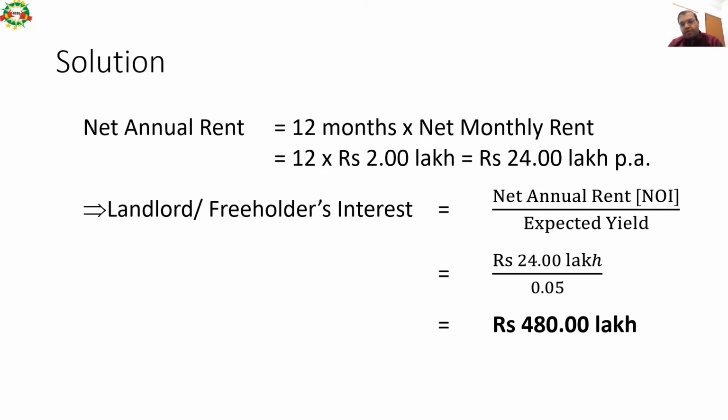What is it? Same formula we will use. First we will calculate annual rent of the property, 12 months into monthly rent, which is 2 lakh rupees, so 24 lakh is the annual rent. Then landlord or lessor or freeholder's interest is equal to net annual rent divided by expected yield, which is 24 lakh divided by 0.05. So 480 lakh is the answer.